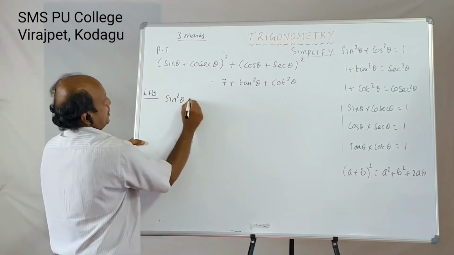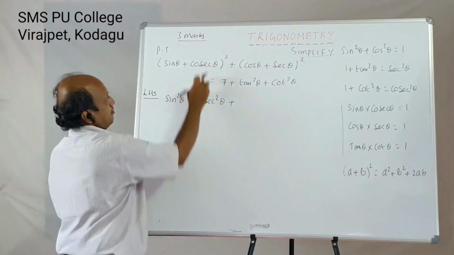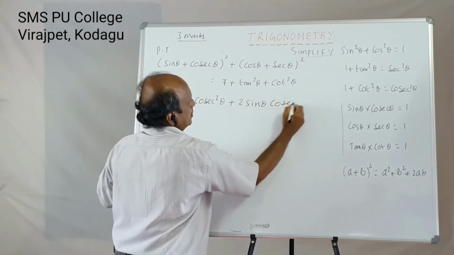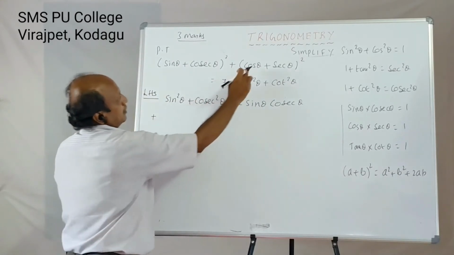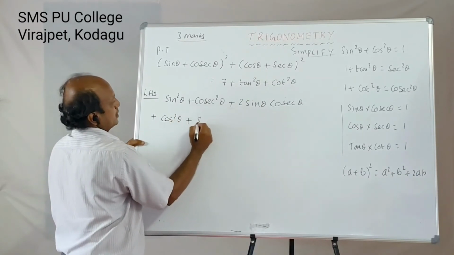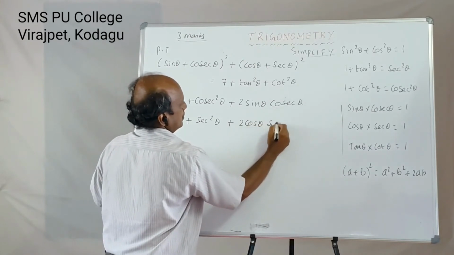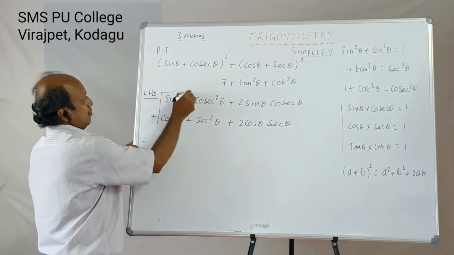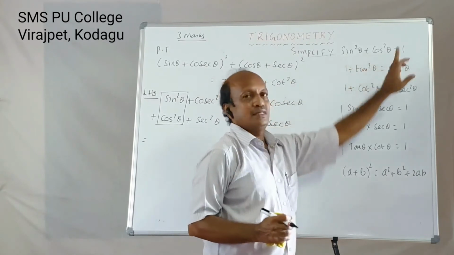Sin square theta plus cosecant square theta, then further a square plus b square plus 2ab, that is 2 sin theta into cosecant theta. Next, plus, this is a and this is b, cos square theta plus secant square theta plus 2 cos theta into secant theta. Now let us see. Suppose I am combining these two: what about sin square plus cos square? Look at the first identity. Sin square plus cos square is nothing but 1.